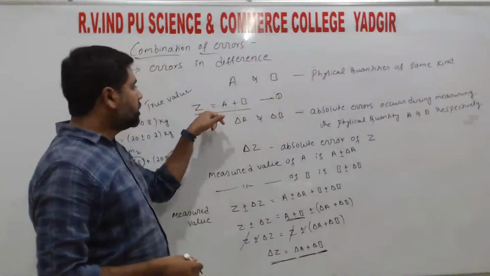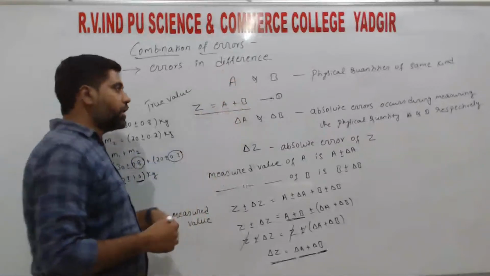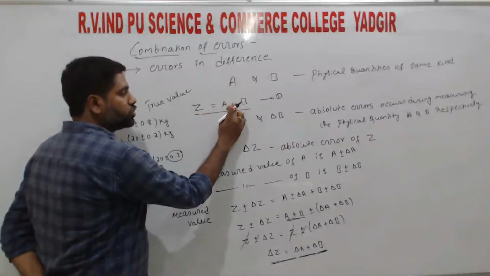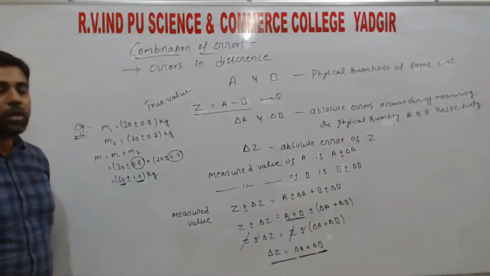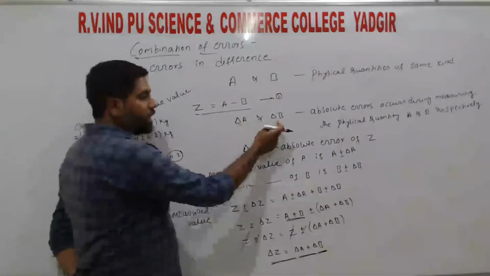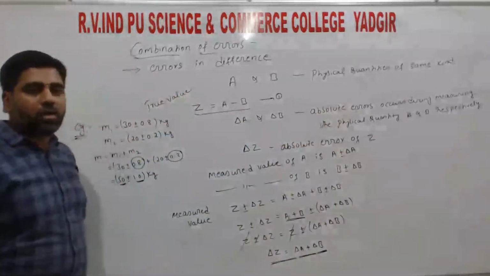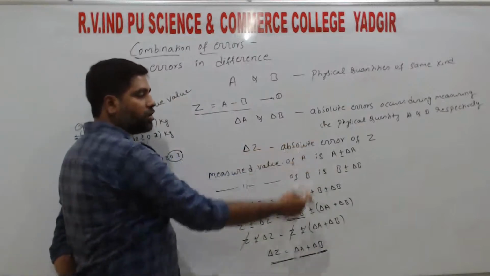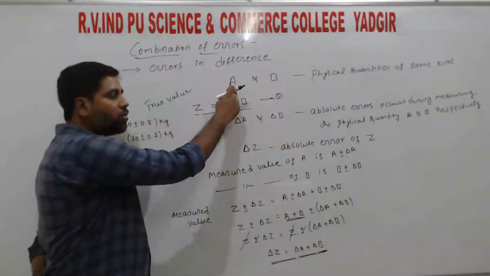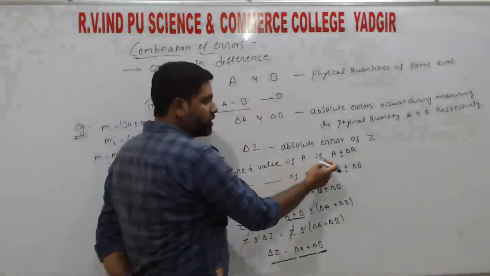So finally, if we measure the physical quantity that is the difference of two physical quantities, we can take Z is equal to A minus B, right? Now delta A and delta B are the absolute errors that occur while measuring the physical quantities A and B, right? So again delta Z is the absolute error of Z. So if we measure the physical quantities A and B, we get the measured value of A as A plus or minus delta A.